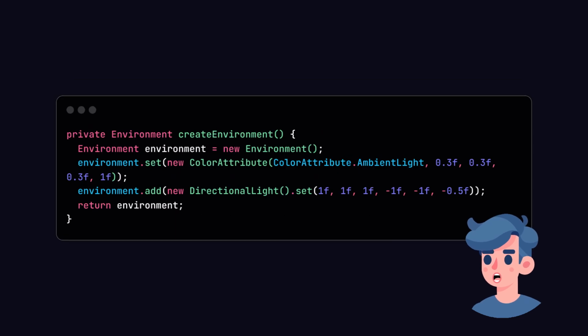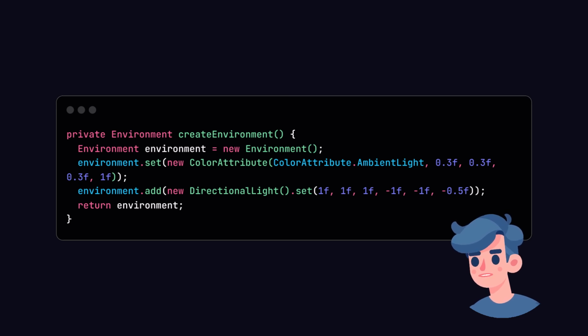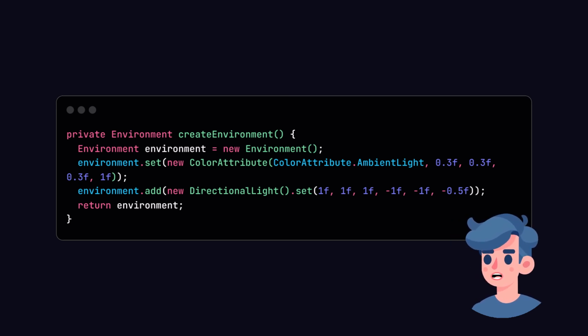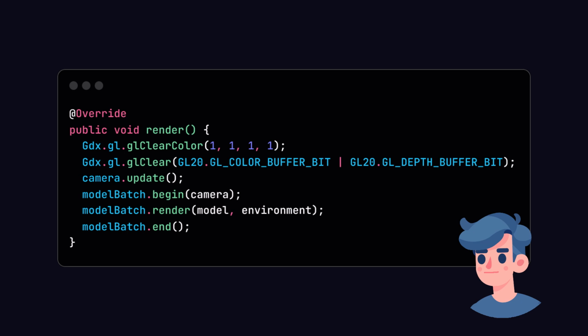Now that we have our cube model, let's move on to setting up the environment. The environment will include lighting to enhance the 3D visuals. We will create a basic environment with a directional light. Next, we need to render our model within the render method. We will handle the camera and ModelBatch rendering here.